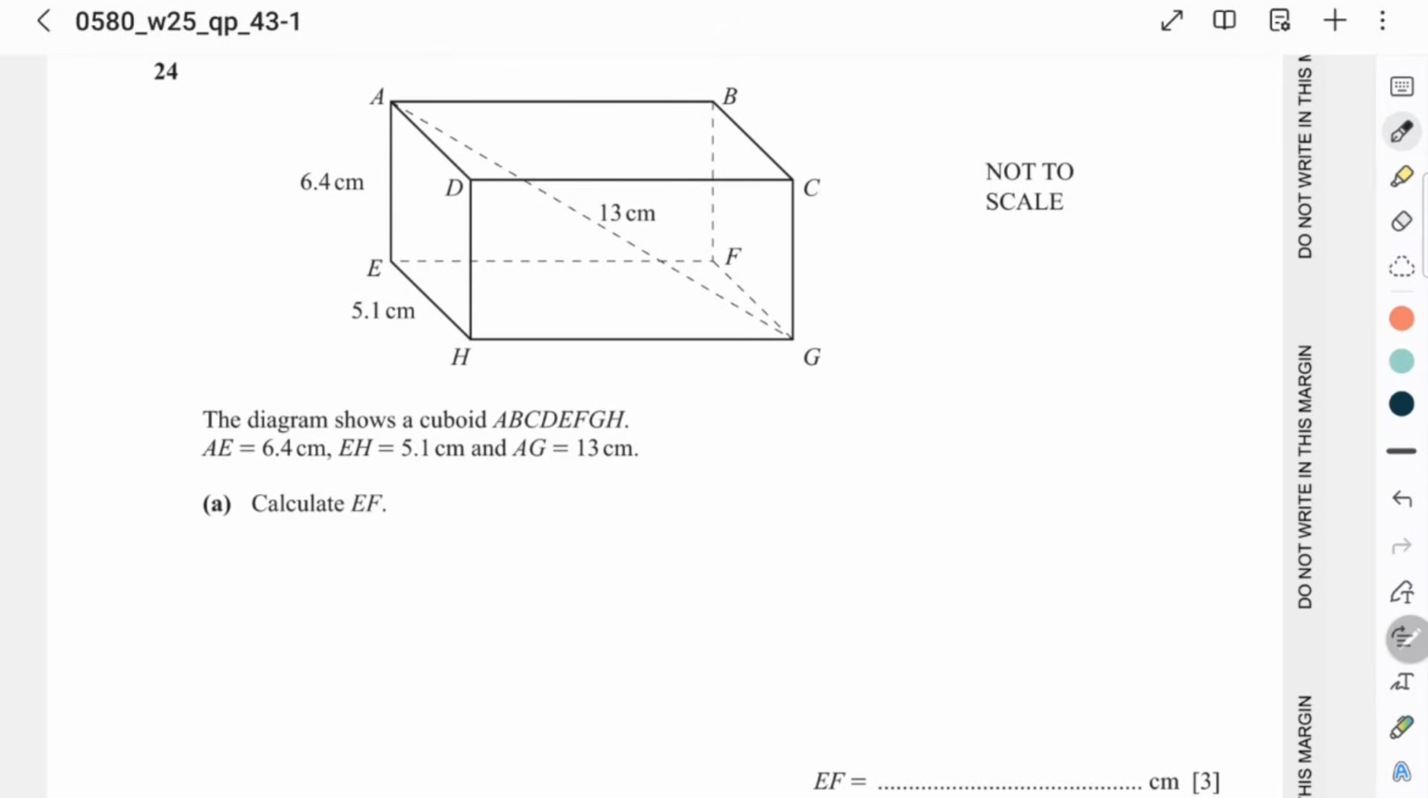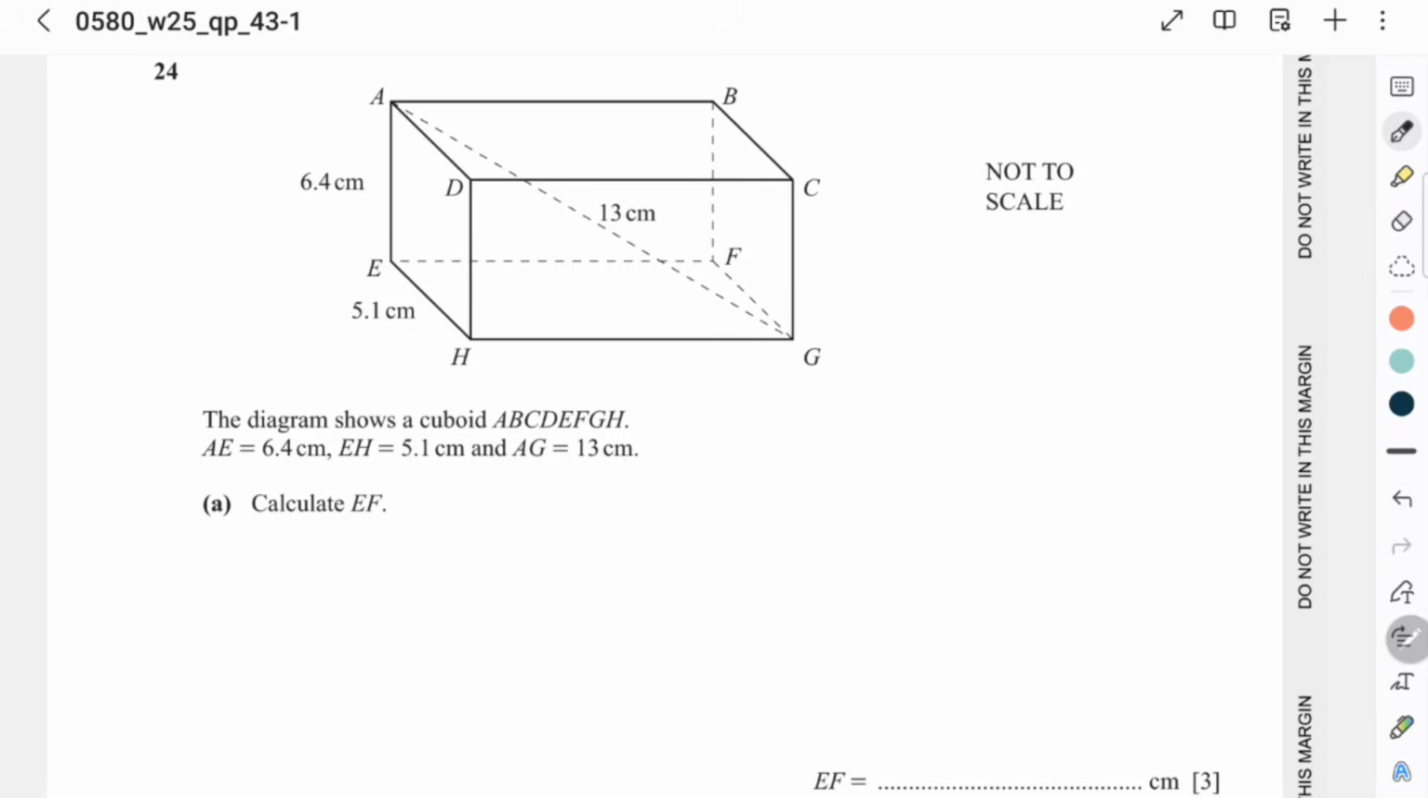Okay, so the diagram shows a cuboid ABCDEFGH. A is 6.4, EH is 5.1 centimeters, and EG is 13 centimeters. Calculate EF, E to F.